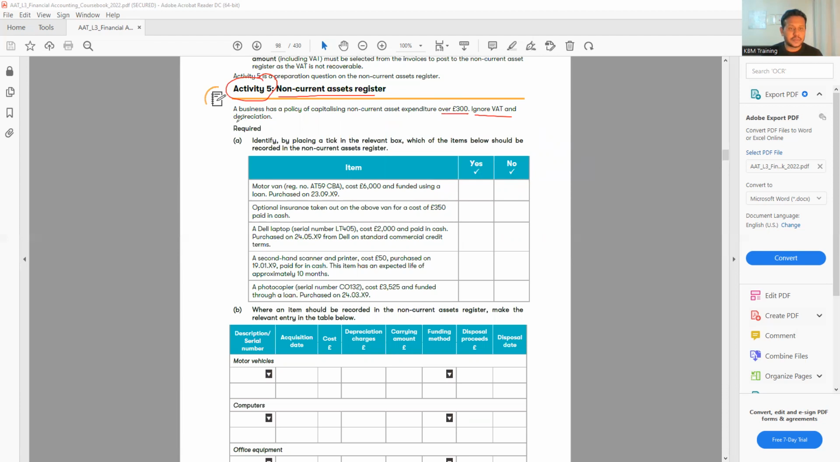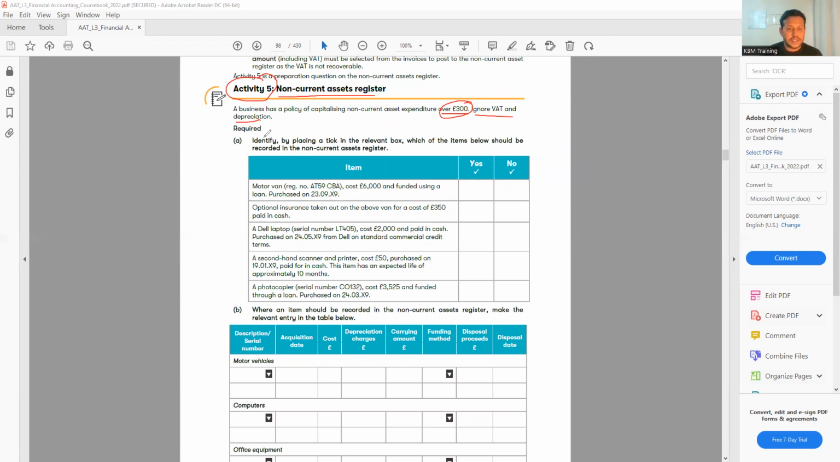Ignore the VAT and depreciation. If any asset's value is more than £300, we're going to capitalize it. That means we're going to record it on the non-current asset register. If any asset's value is less than £300, we're not going to record it on the non-current asset register.